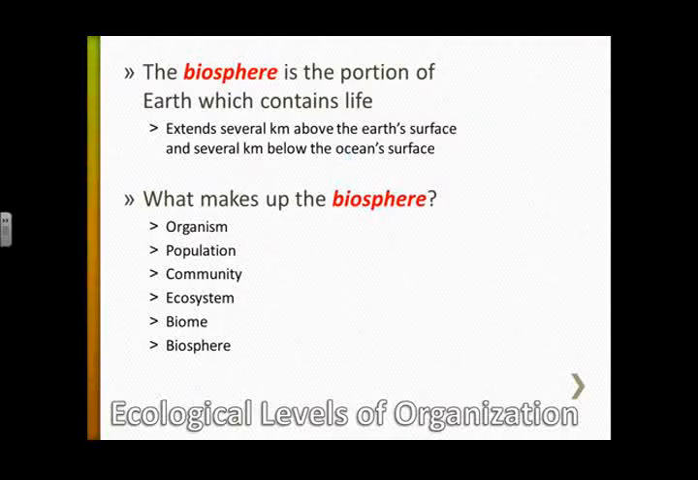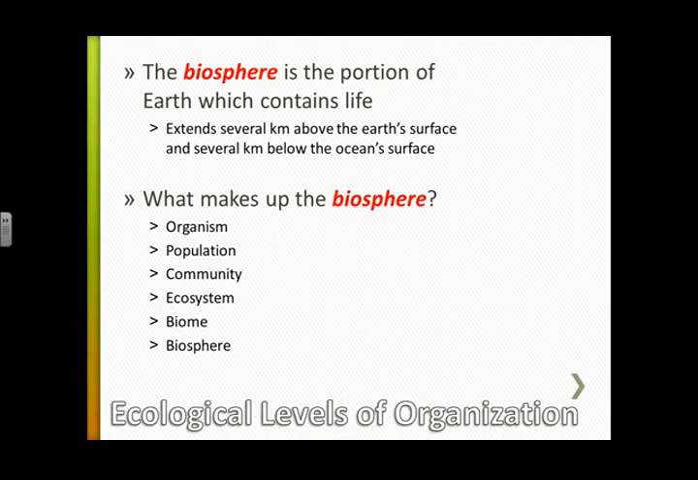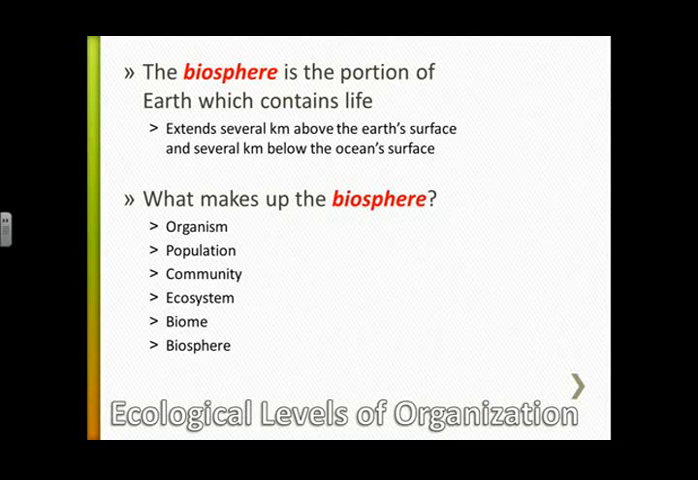So the biosphere is a portion of the Earth which contains life. It extends several kilometers above the Earth's surface and several kilometers below the Earth's surface. So what makes up a biosphere? Organisms, populations, communities, ecosystems, biomes, and biospheres. And those are the ecological levels of organization. But what do each of those terms mean? Let's talk about it.